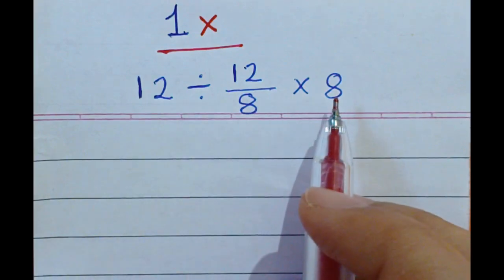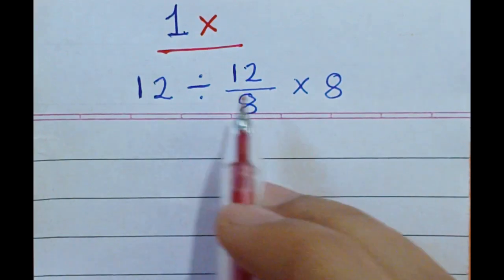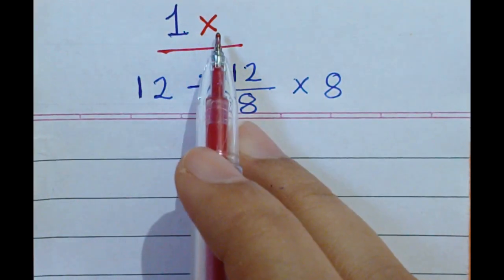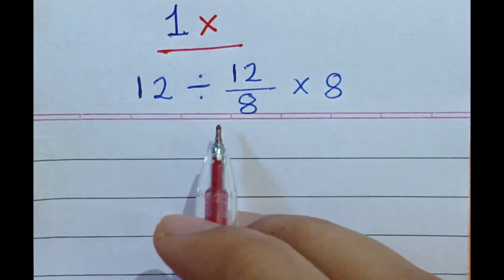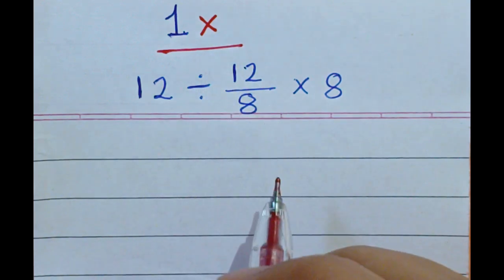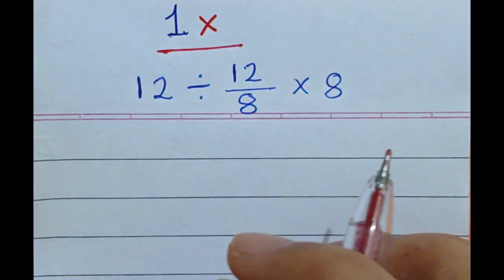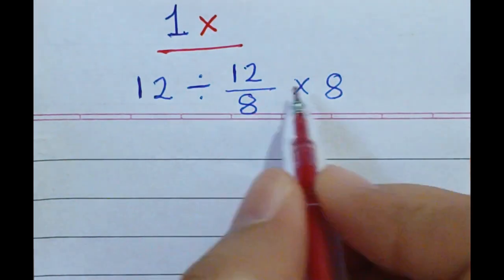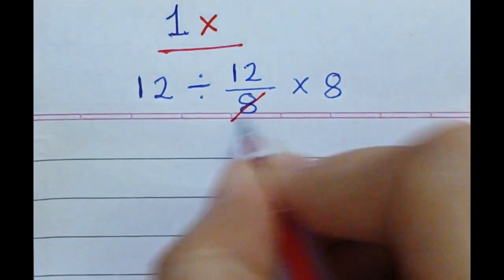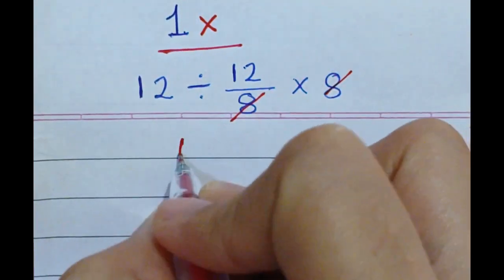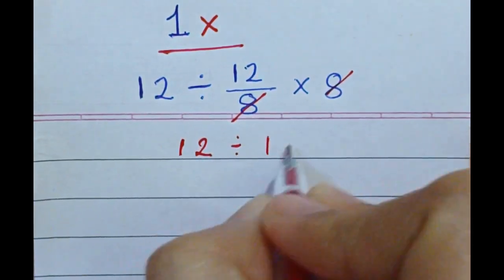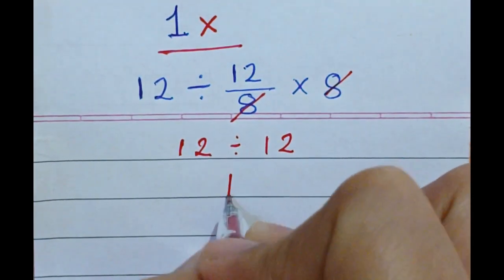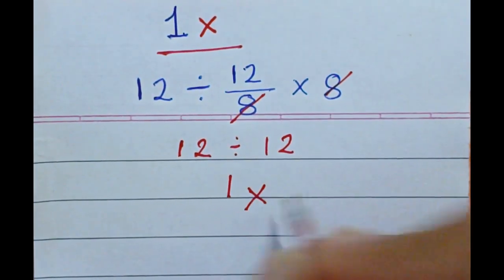Can you solve this expression? If you think the answer for this question is 1, then you are absolutely wrong. Because according to the order of operations, which is PEMDAS, we get the right answer. Most people solve this expression by canceling this, and what's left? 12 divided by 12. So here we get 1, but this is the wrong value.